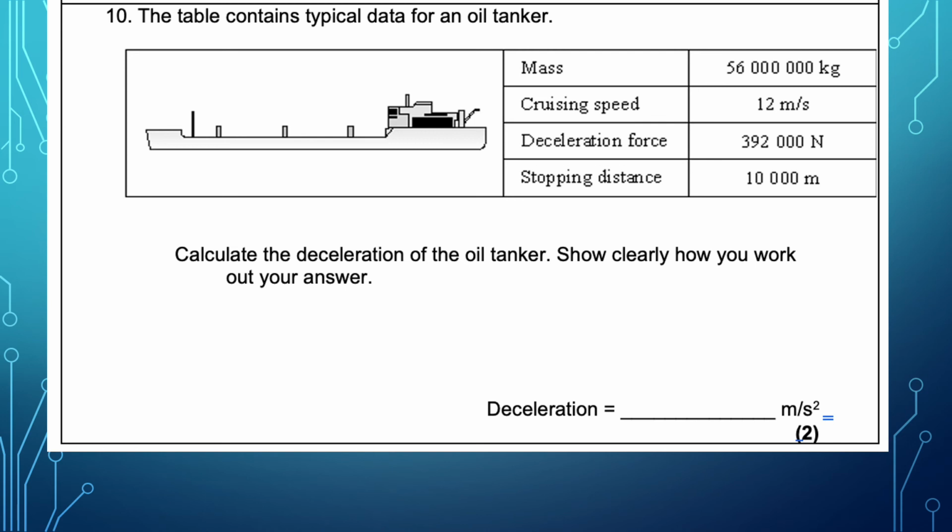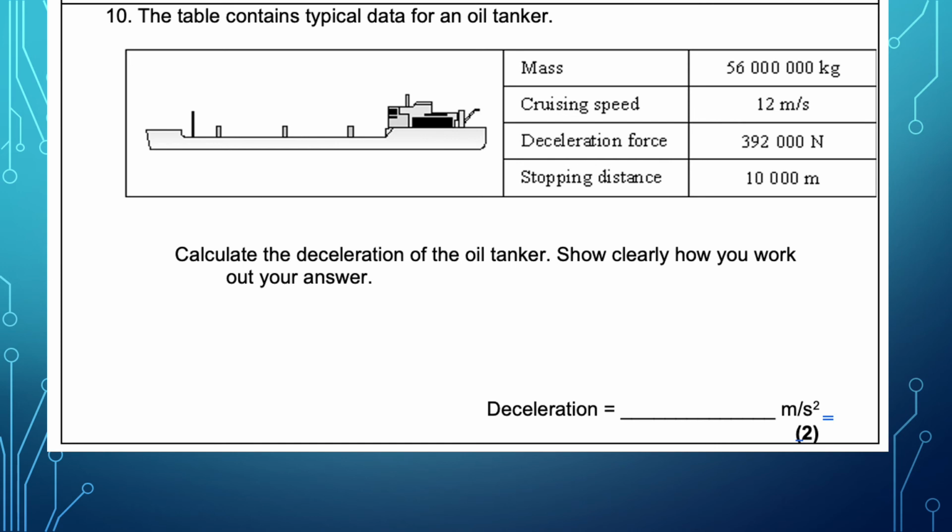Okay, number 10. So this is one of the questions where you might have to think a little bit, but there's actually 2 ways that you can answer this. That's good for you guys because the more chances that you have at getting a question right, the better. What you want to do is calculate the deceleration of an oil tanker. Show clearly how you work out your answer.